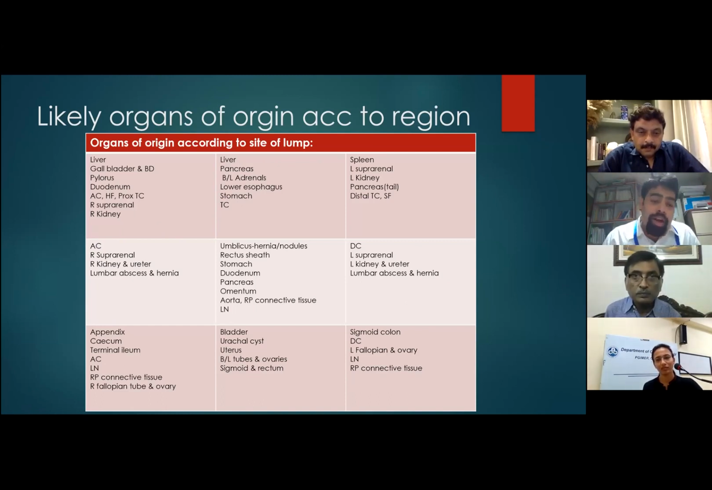So in all, I would like to say that when you're thinking of a differential for a particular region, think of the organs inside, think of the organs from the adjacent regions, and think of the parietes. And as a small tip, you can place small bowel masses almost anywhere in your list of differential.